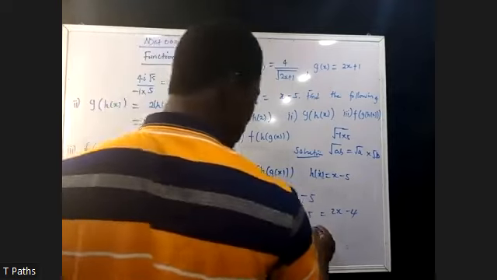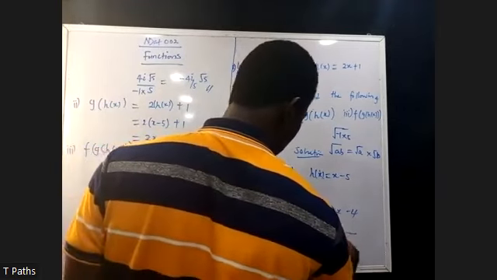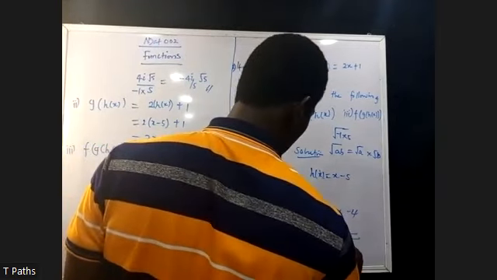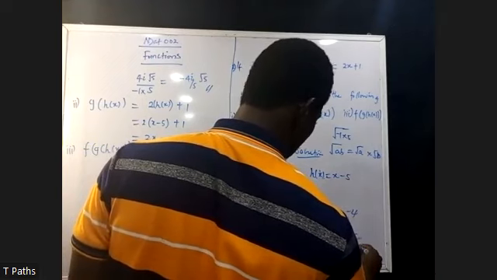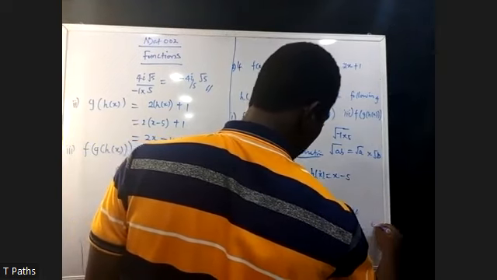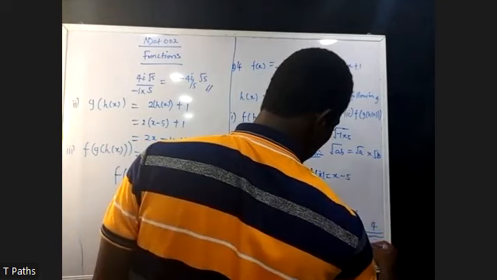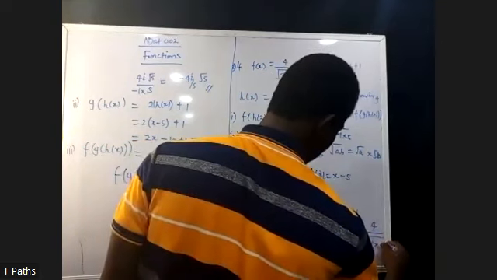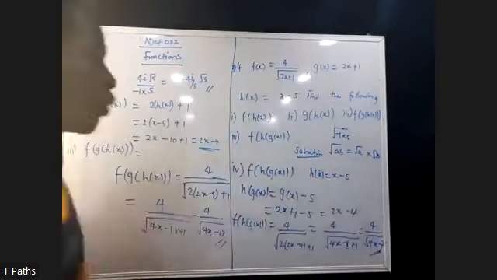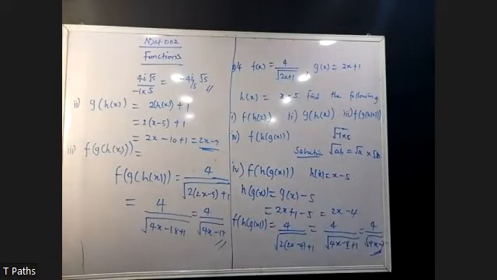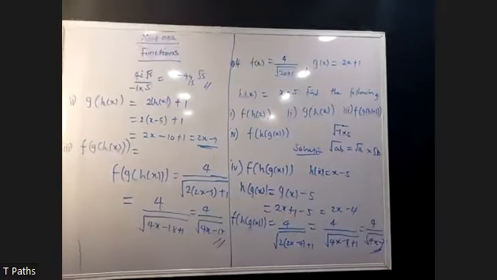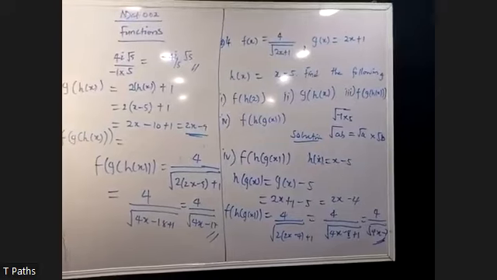So without wasting time, I'm going to expand this. I have this one here. I have 4x minus 8 plus 1, and I have what? 4 over square root of what? 4x minus 7. So I'm done with example 2. Is that clear? Do you have any question?